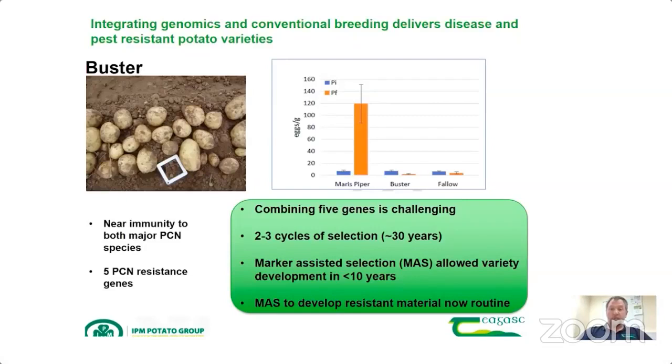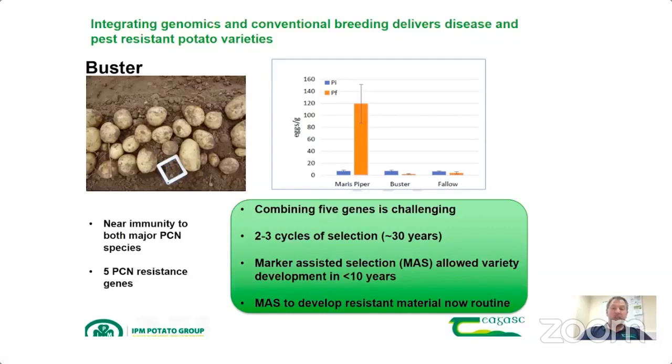Buster is resistant because it's got 5 PCN resistance genes that were combined from multiple parents during the breeding process. And we achieved this using a genomics approach called marker-assisted selection, which allowed us to more precisely identify which parents to combine. And this sped the developmental process up significantly. Normally, this combination of genes might take up to 3 cycles of breeding to accumulate, and that's about 30 years. But marker-assisted selection allows us to do it in a single 10-year cycle.